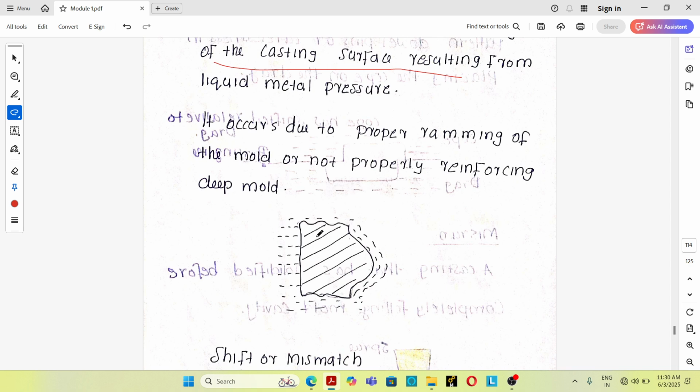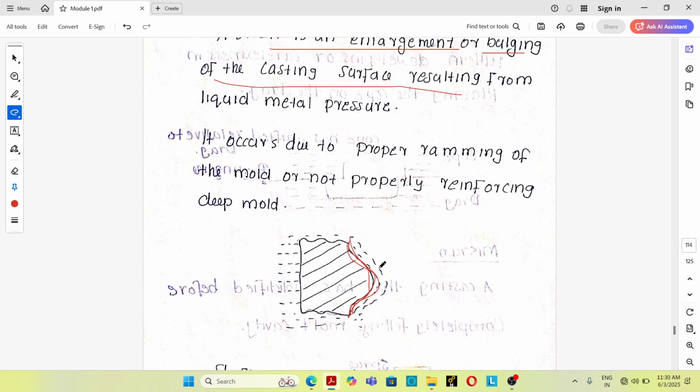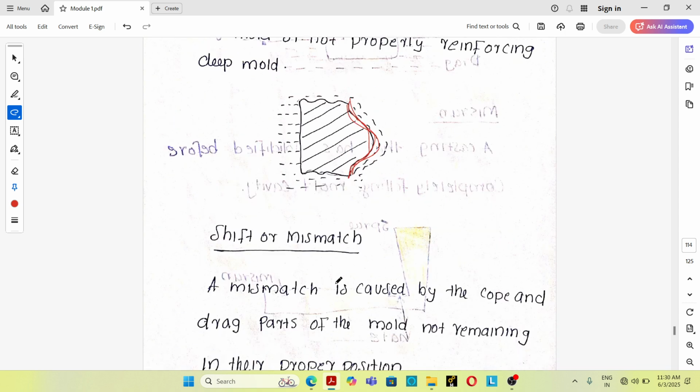So you can see that this is a casting. Due to high molten metal pressure, what will happen? A depression will be created in the vertical wall of the mold cavity. The molten material will fill into that depression, and after casting, a bulging will occur in the vertical face of the casting, and that is known as swell.